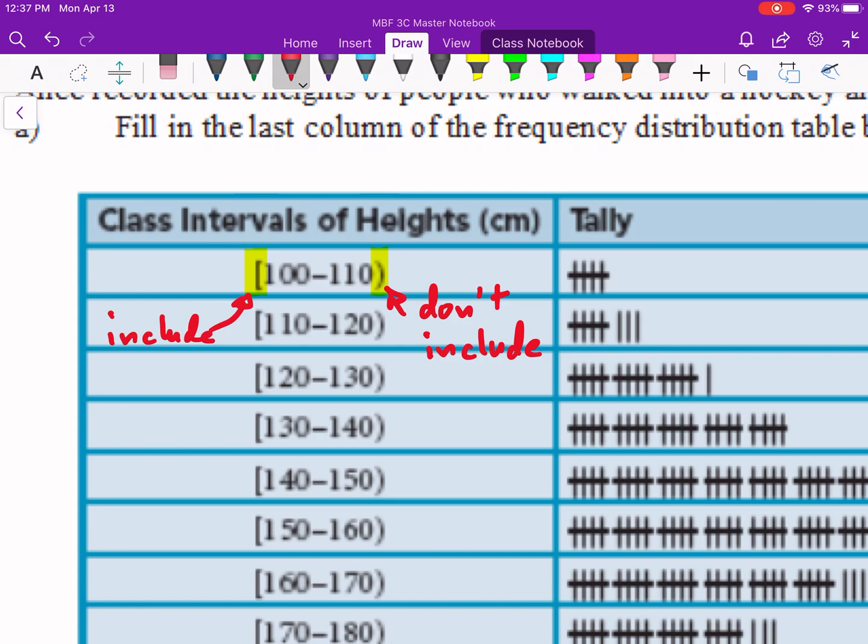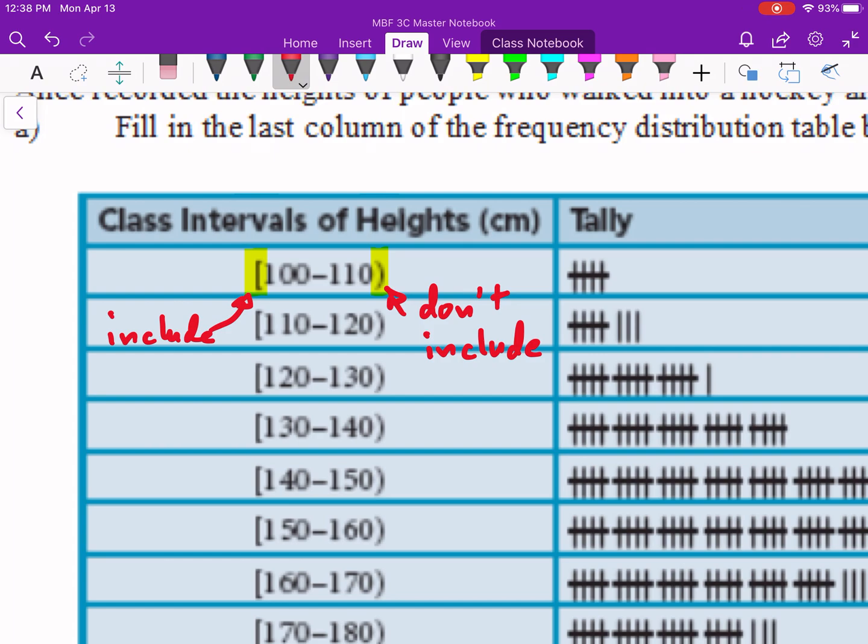The reason is so we don't have overlap. What if someone is exactly 110 centimeters? Then we want to know, should we put them in the first group from 100 to 110, or in the second group from 110 to 120? With that in mind, the square bracket means include. So if someone is exactly 110 centimeters tall, they would go into the 110 to 120 group because the square bracket is beside the 110.